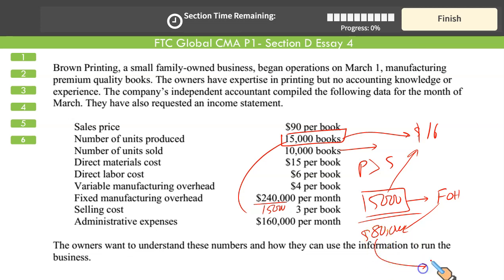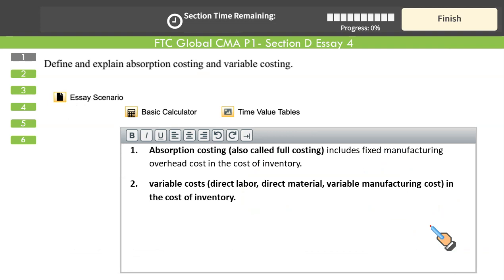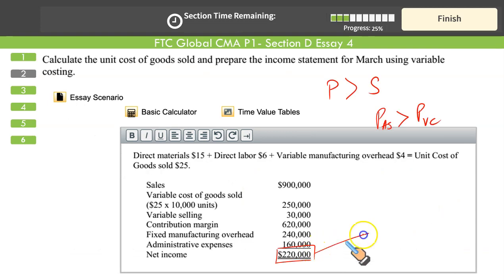They have become part of your finished goods inventory. They have embedded themselves in the finished goods inventory. They did not get expensed. This $80,000 did not get expensed, and that is the reason, gentlemen, ladies, your absorption costing profit is $80,000 higher than your variable costing. As you can see, your variable costing income was 220,000.